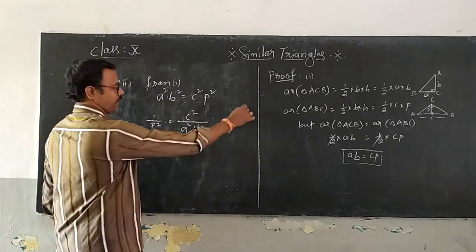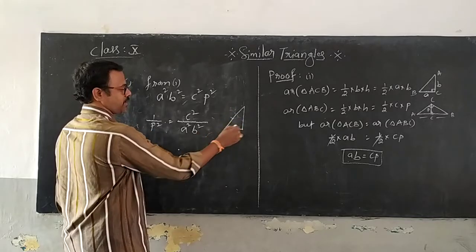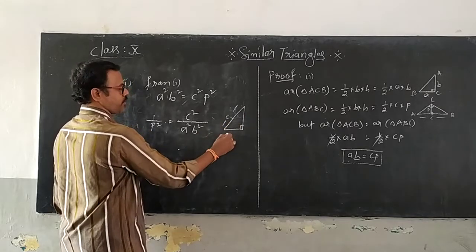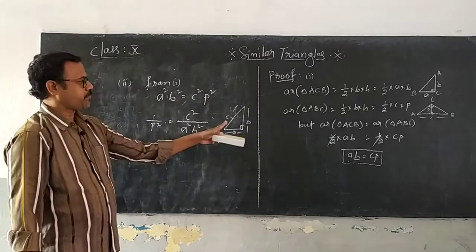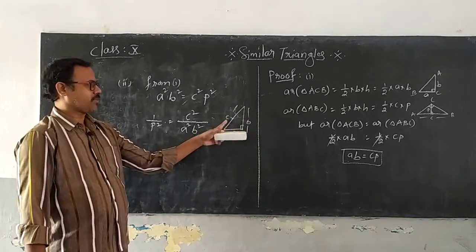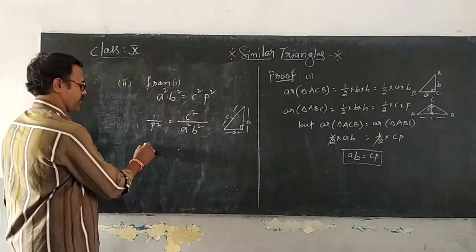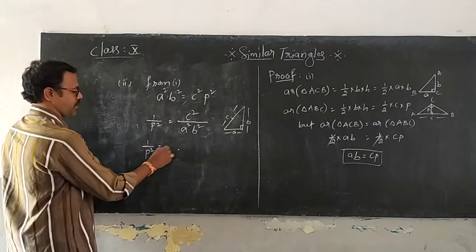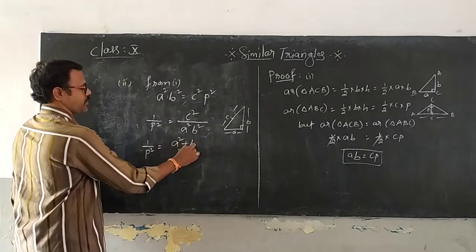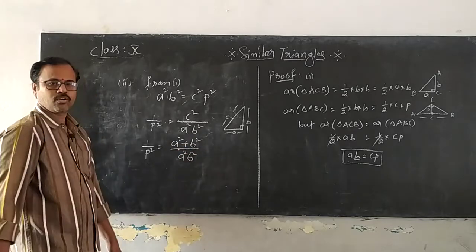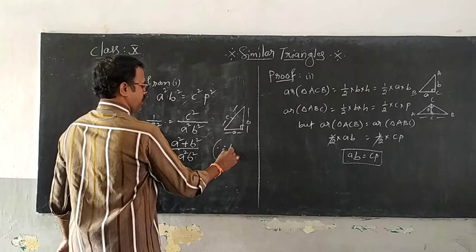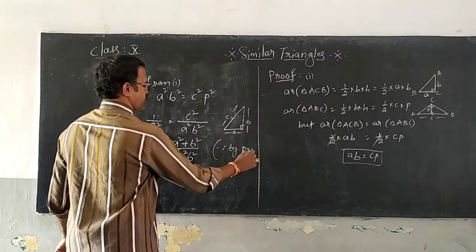But if you observe carefully, for the right triangle, c is the hypotenuse, a is the base and b is the height. So you can write by Pythagoras law, c square is equal to a square plus b square. So it becomes a square plus b square by a square b square. This is by Pythagoras theorem.